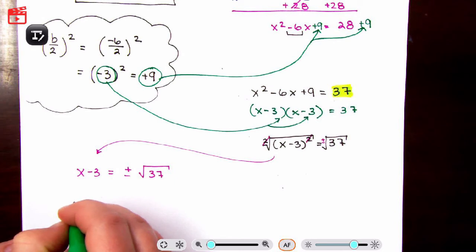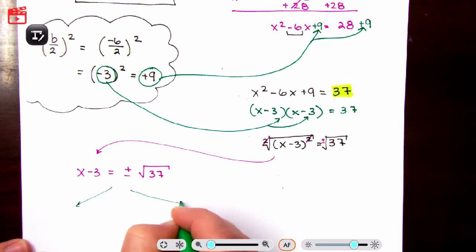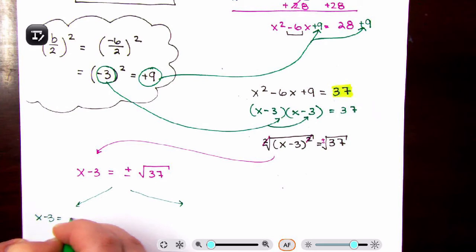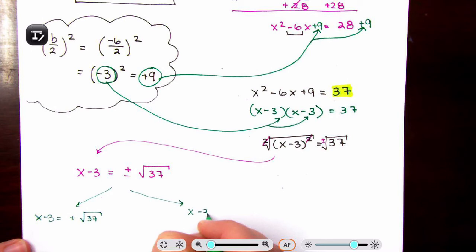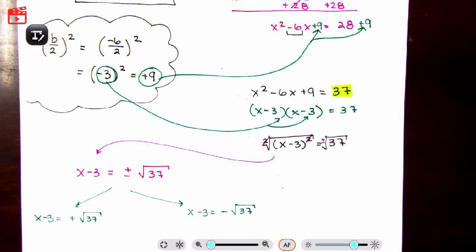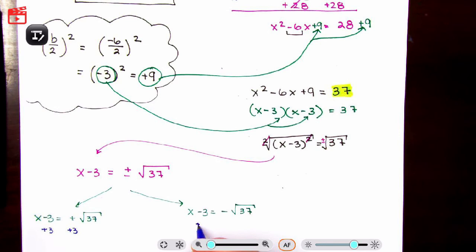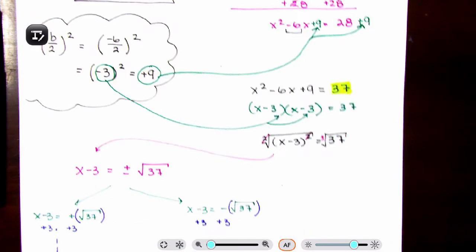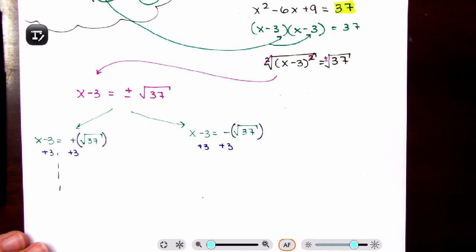So we are separating this out into 2 separate equations. We have x minus 3 is equal to a positive square root of 37. And here we have x minus 3 is equal to a negative square root of 37. When we are here, we're going to add 3 to both sides. Now, it's very important for you to understand that this is in a bubble. This is in parentheses grouping. You basically can't go into the square root. You can only deal with the stuff outside.